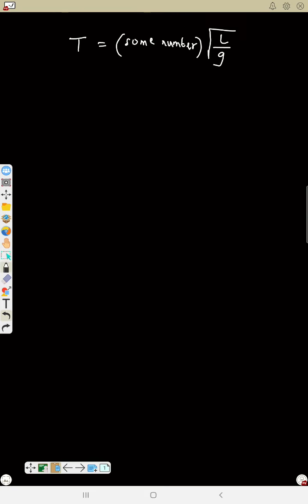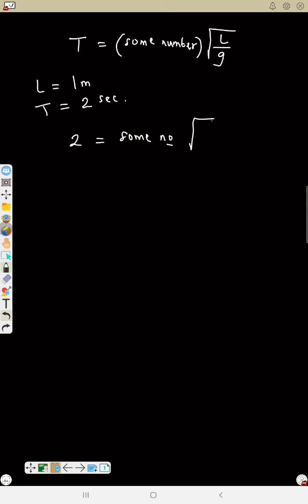So to get the some number experimentally, let us assume L is 1 meter in the laboratory. Then if L is 1, we get T to be equal to 2 seconds. So if you substitute, meaning in the laboratory if the length is 1, the time is 2. So if you put it in the formula, you have 2 equals to some number.